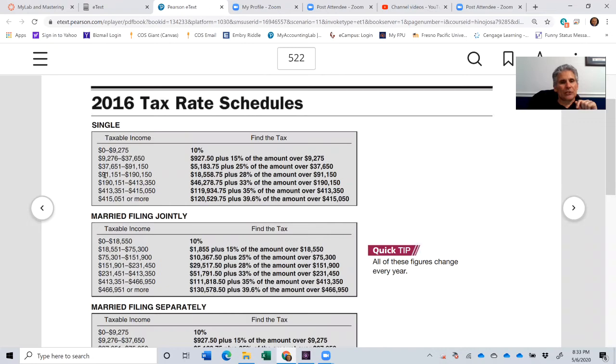We're then going to go to the single table, and her range looks like it's right in here. It's 18,000 something, right? You can kind of remember how we did the payroll tables. This will be pretty similar. So it's going to be $927.50 plus 15% of anything over $9,275.